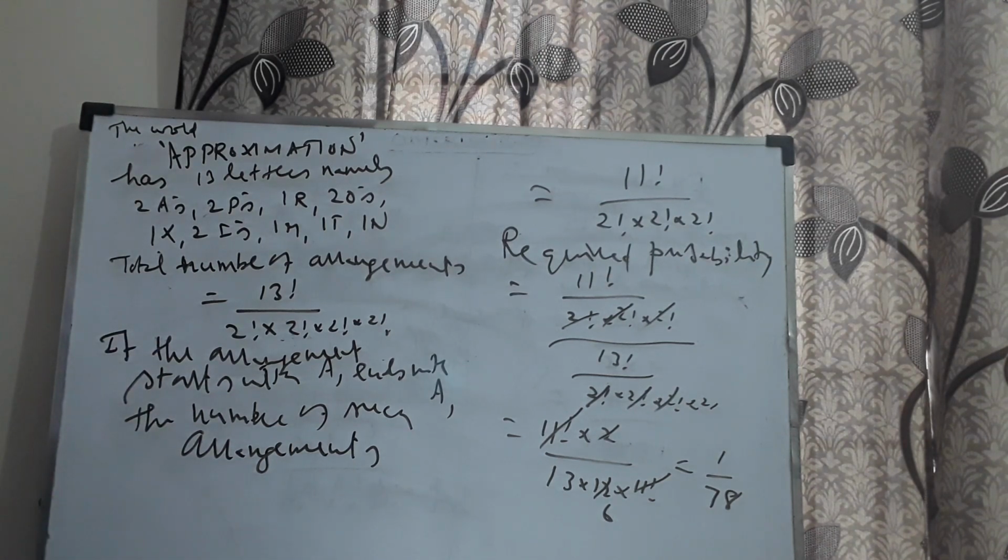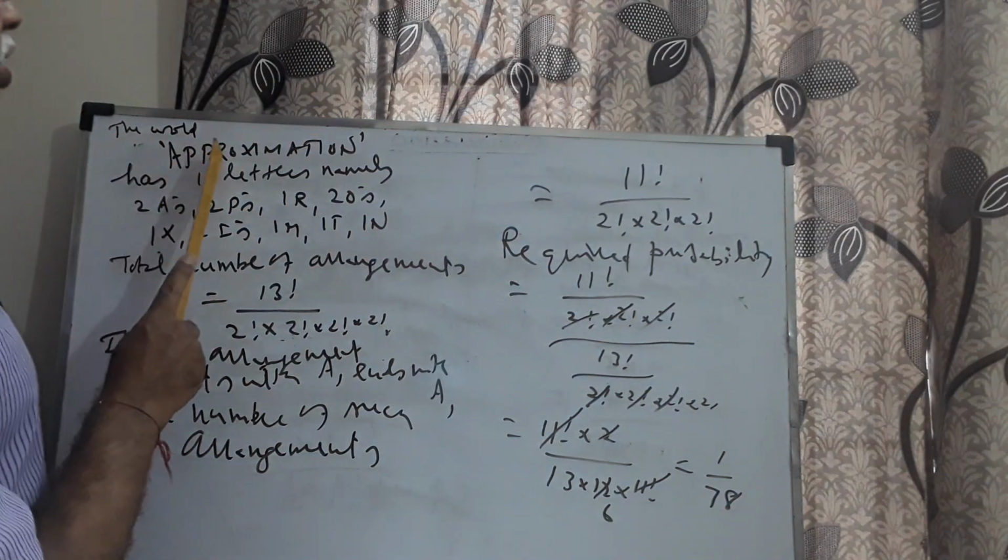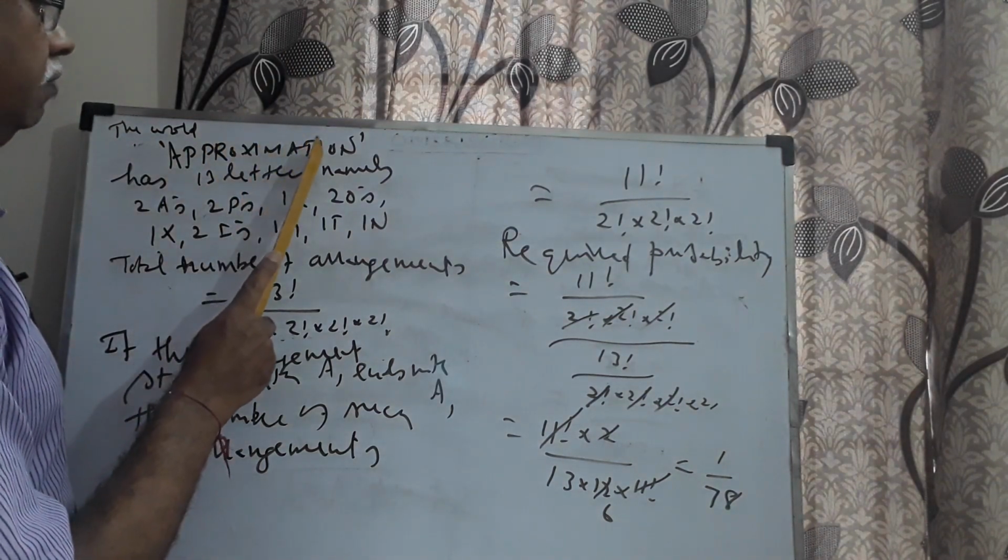I repeat the whole process. The word approximation has 1, 2, 3, 4, 5, 6, 7, 8, 9, 10, 11, 12, 13.